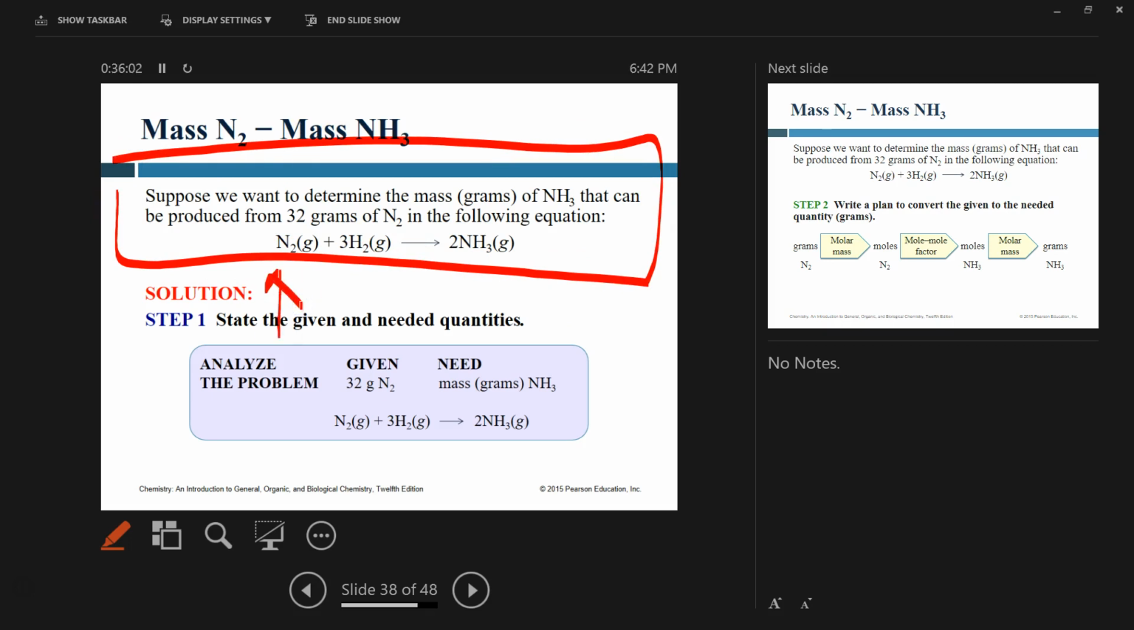So for instance, here we have a reaction between nitrogen gas and hydrogen gas that produces ammonia gas. Does that make sense? So we know that we have 32 grams of nitrogen gas. This is something that we know. What we need to find is the mass of ammonia that can be produced. You follow?